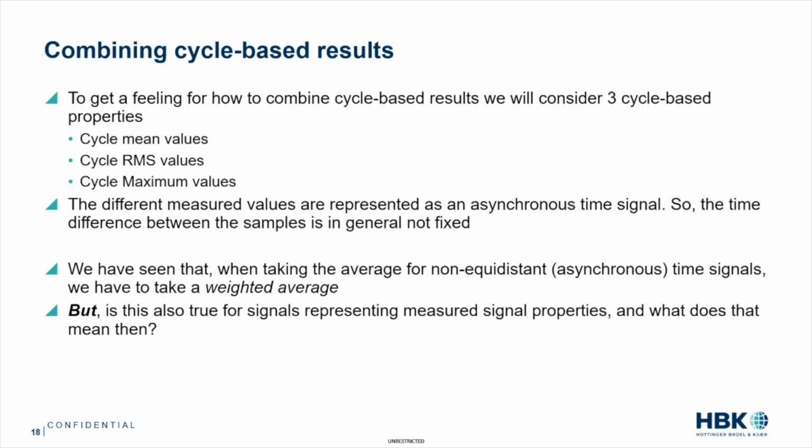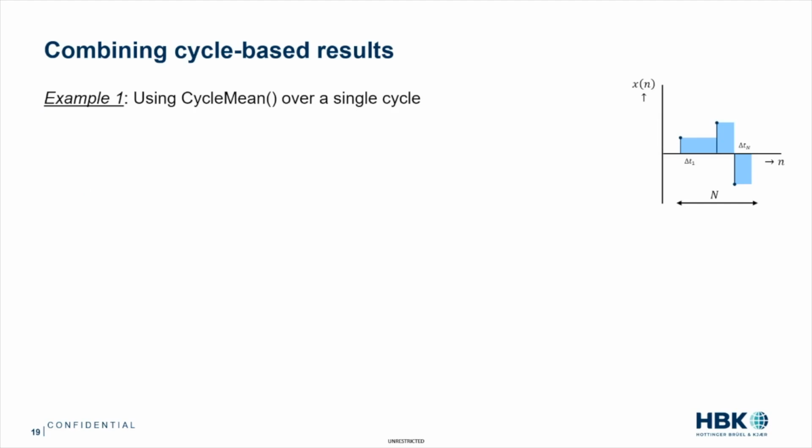So what we are now looking at is a new signal which contains non-equidistant samples, and we are going to average them. But how should we do that? Should we do that weighted or should we do that not weighted? Okay, let's try to get a feeling for that.